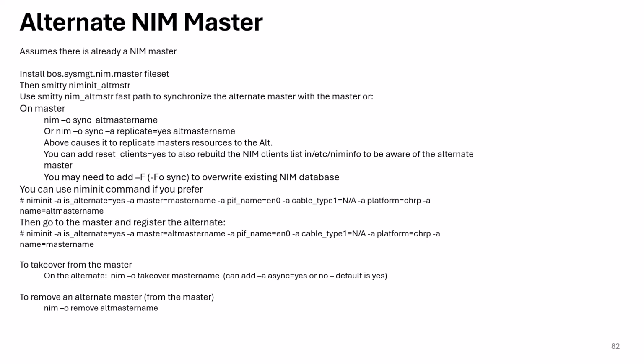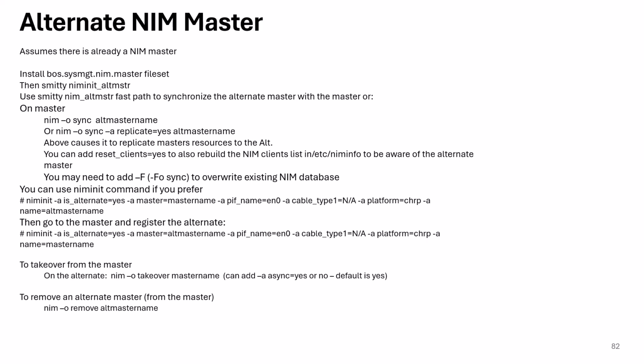So the way that you do that is you install your bos.sysmgt.nim.master fileset, and then instead of doing your regular smitty nim_init, you're going to do a smitty nim_init alt_master. That way, it will take care of doing all of the syncing and everything. You get it set up, you tell it to replicate, and it will actually replicate the master's resources to the alternate.